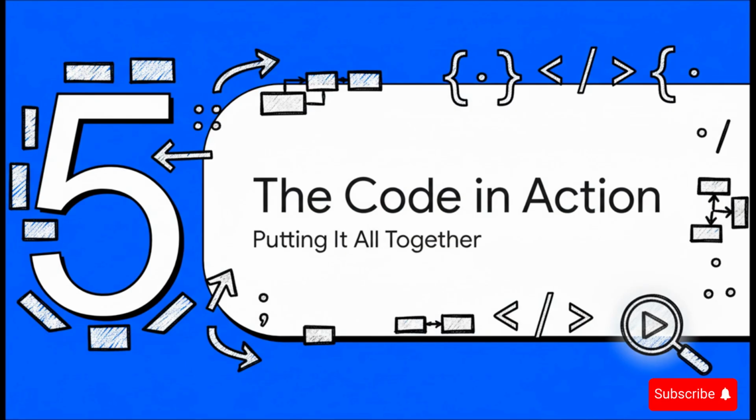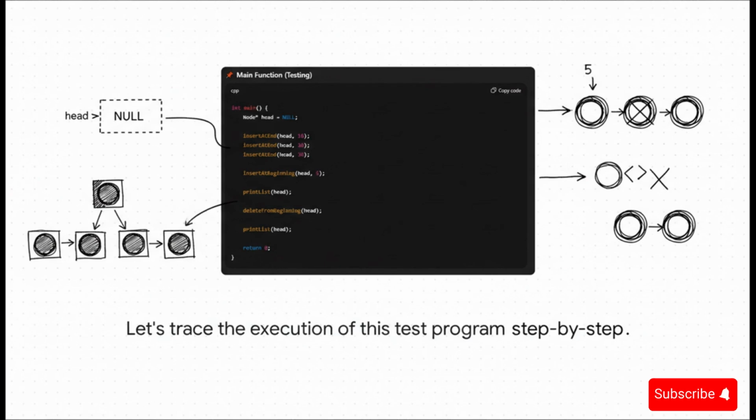All right, we've looked at all the individual pieces of the puzzle. Now for the fun part. Let's put it all together and actually watch a full program run using all the functions we just learned about. Okay, here's our main function, our test drive. First, we start an empty list. See how the head pointer is set to null?